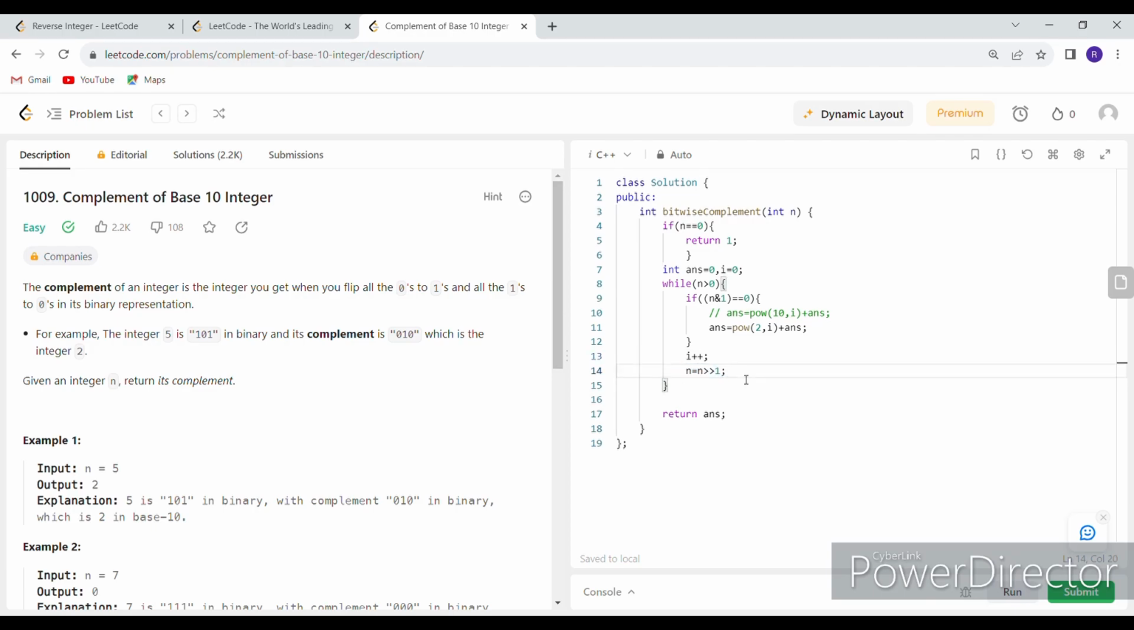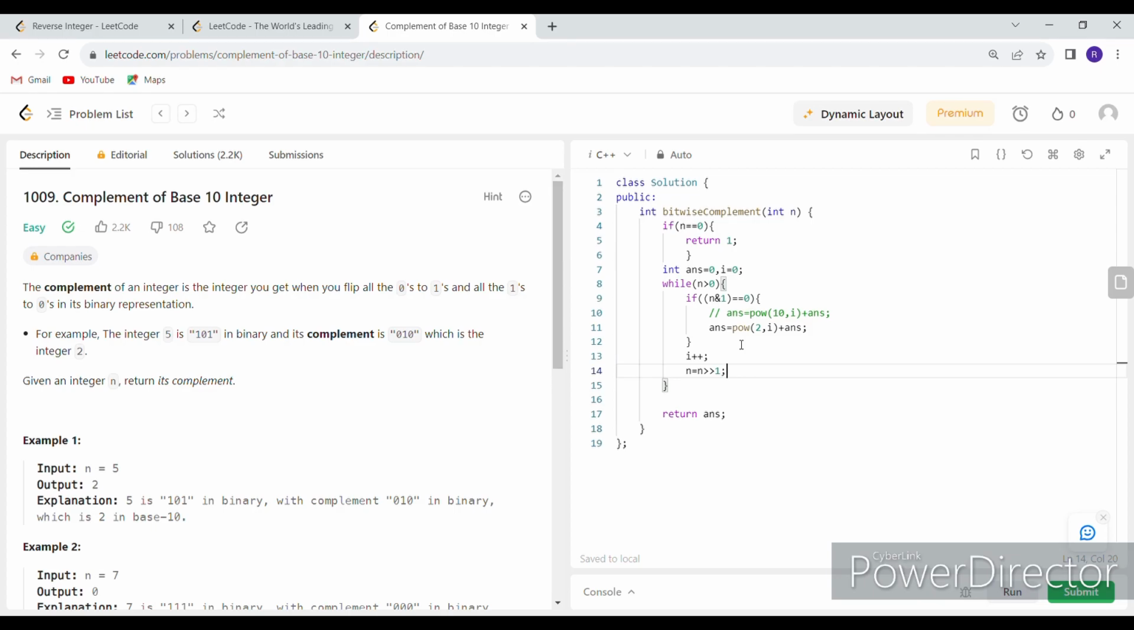And we are then right shifting the number by 1. Right shifting the number means dividing the number by 2. We are dividing the number by 2 so that we will get the latest last digit. After getting the latest last digit, we are again finding its bit, that is only the last digit.